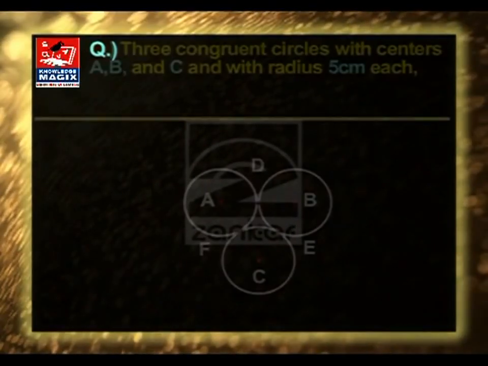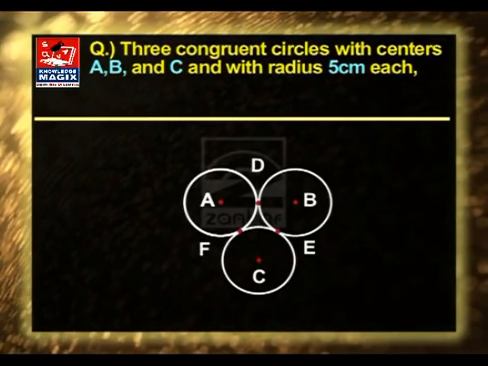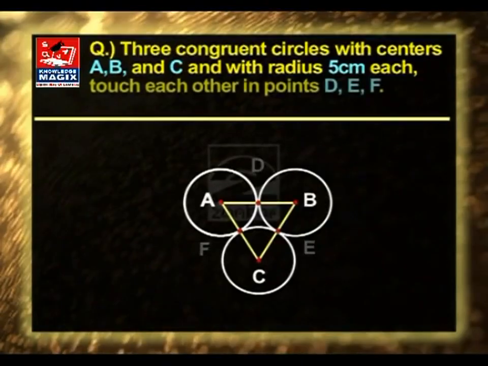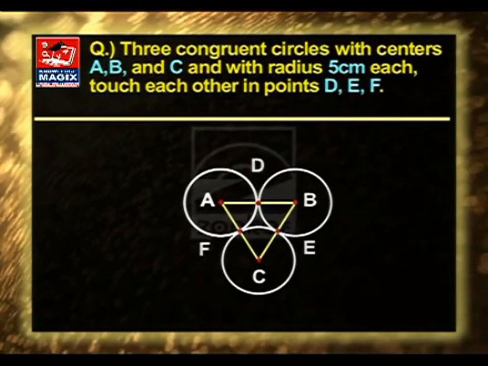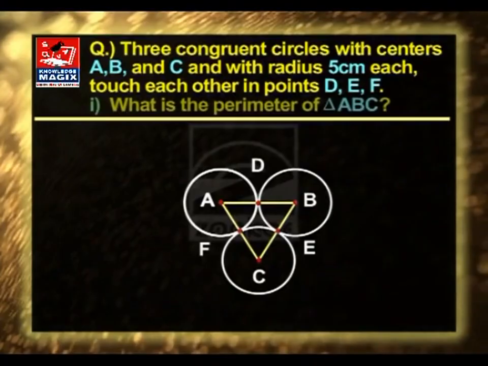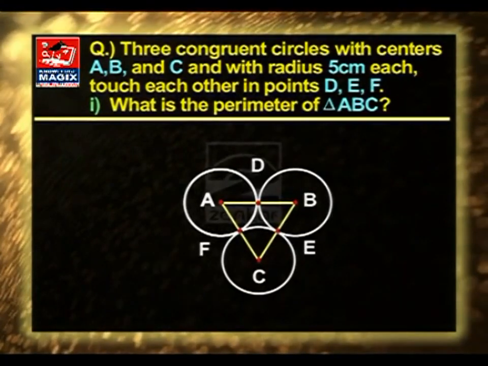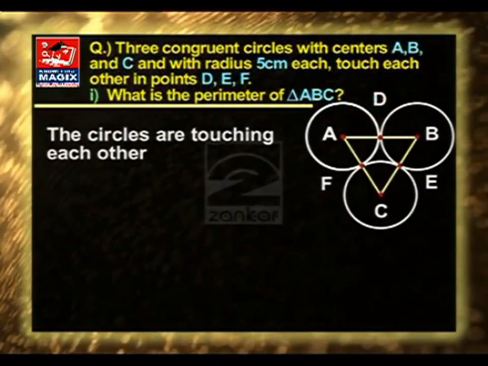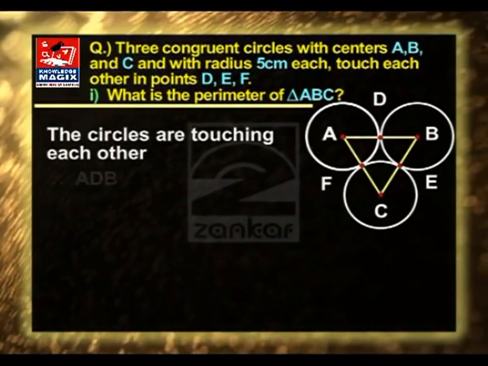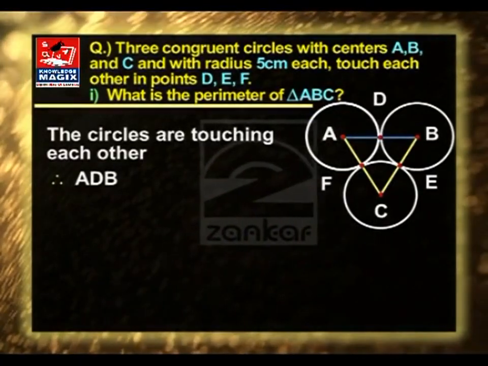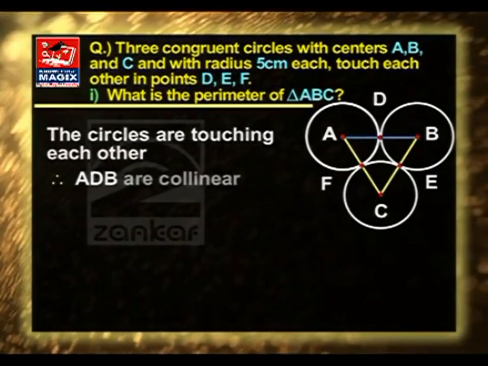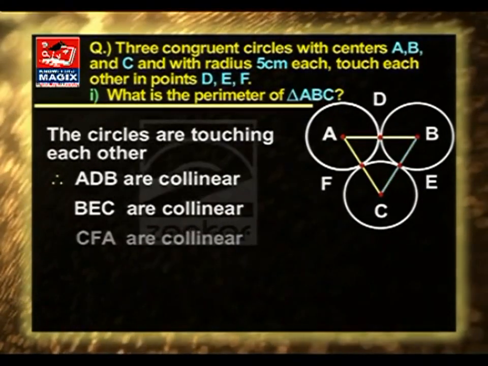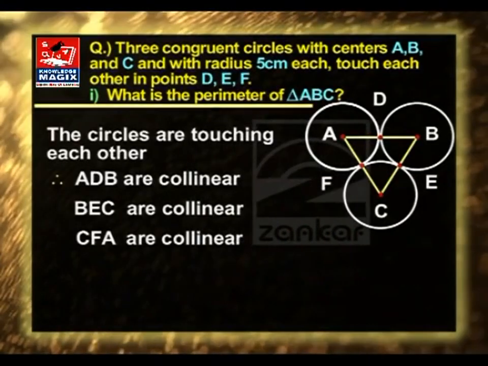Now the question: three congruent circles with centers A, B, C and with radius 5 cm each touch each other in points D, E, F. So now, what is the perimeter of triangle ABC? Here, the circles are touching each other and therefore A, D, B are collinear, then B, E, C are collinear and C, F, A are collinear.